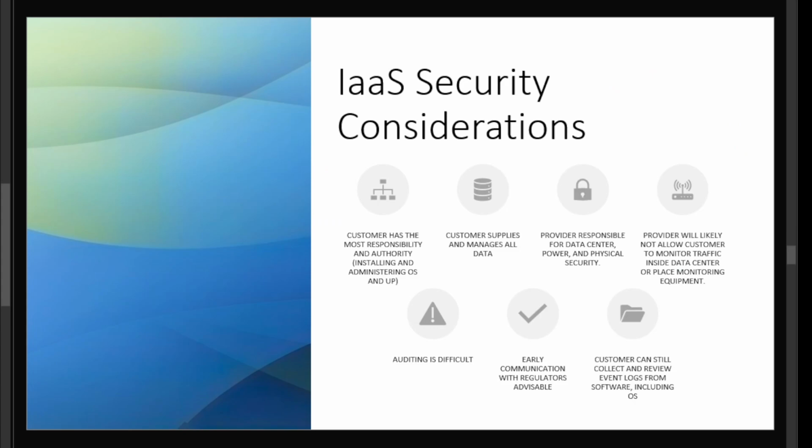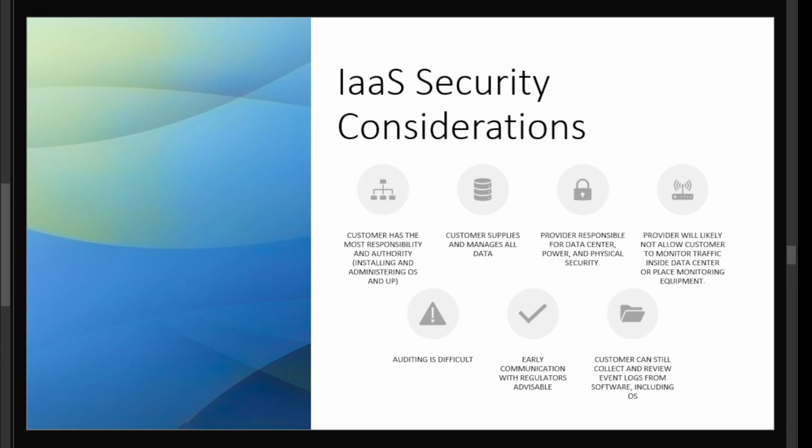All right, let's go ahead to IaaS security considerations. So infrastructure as a service is a cloud model in which the cloud customer has the most responsibility and authority. All right, like installing and administrating the OS and up. The customer themselves will supply and manage all of the data. The provider is responsible for the data center, power, and physical security. The provider will ensure, usually by the SLA, and just as generally accepted, that the data center is practicing good physical security controls, has redundant power, and has redundant connectivity.